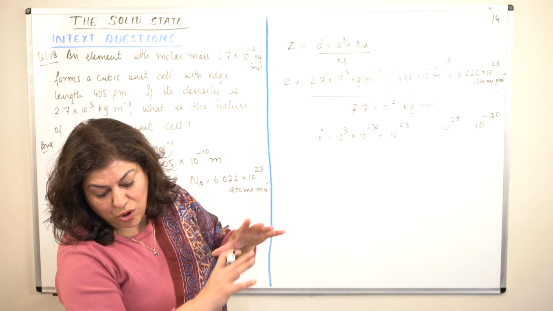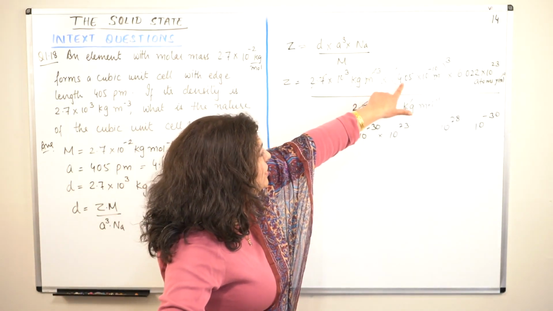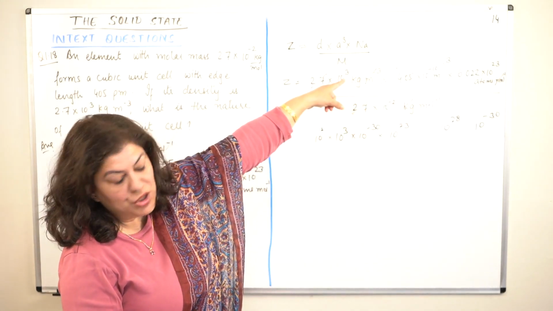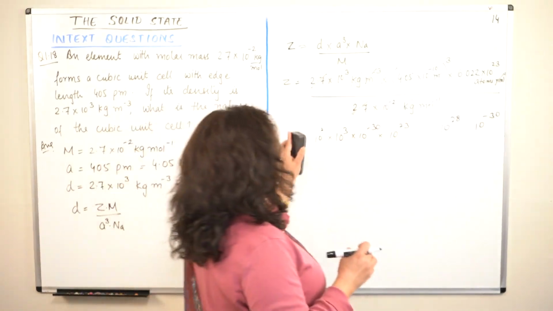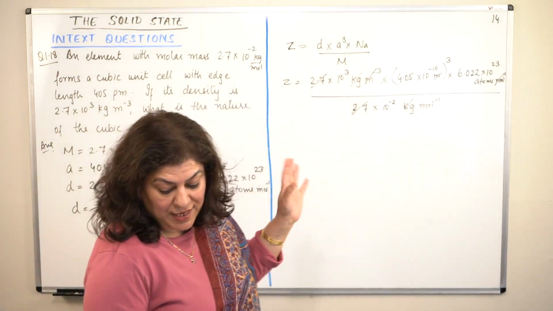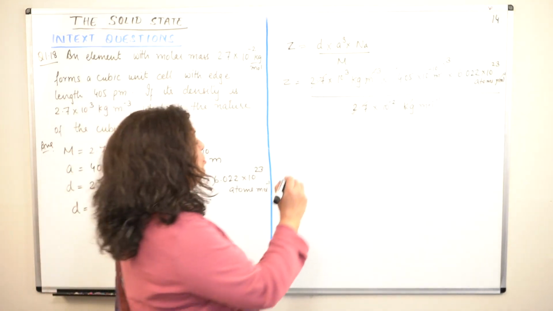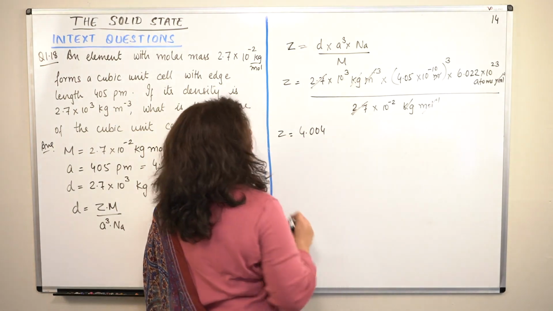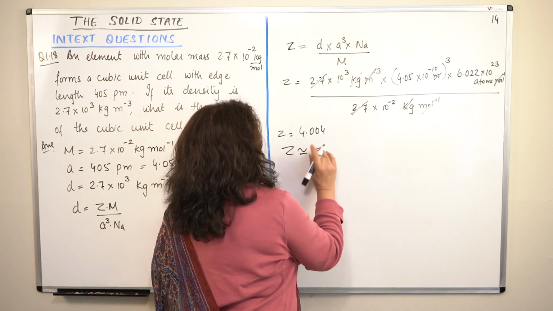And when you solve all of this, that is 4.05 into 4.05 into 4.05 into 6.022, and then you manage the tens also. I have done it using a calculator. If you solve this, it will come to be 4.004. Z is approximately equal to 4.